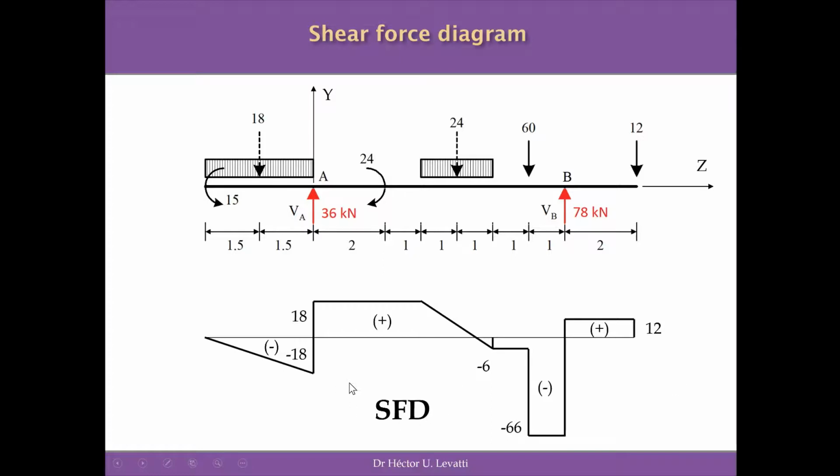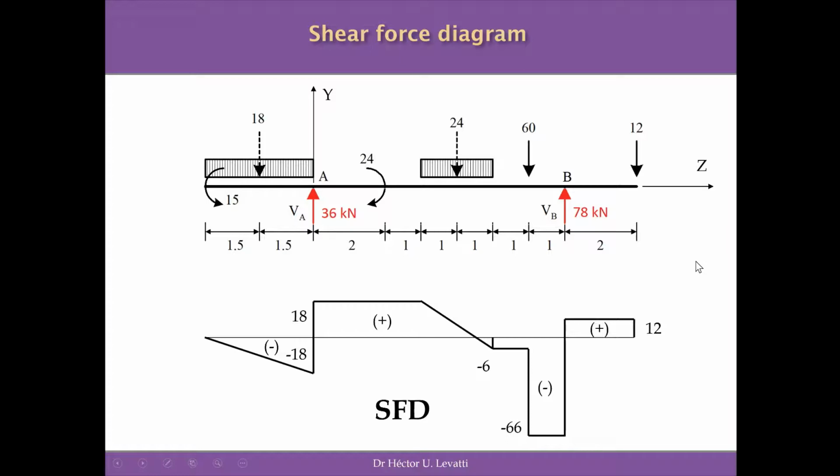So after this construction, we can see that we have the shear force diagram complete for the structure. We have certain intervals where the shear force is positive and equal to 18, for example, in here, and in here is positive as well, equal to 12, and we have the maximum negative shear force in this area where we reach minus 66 kilonewtons. So now we have the shear force diagram.